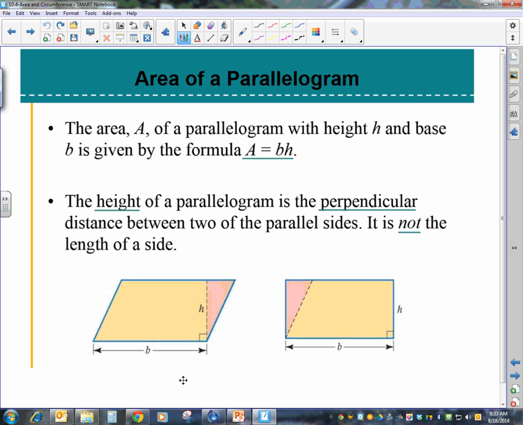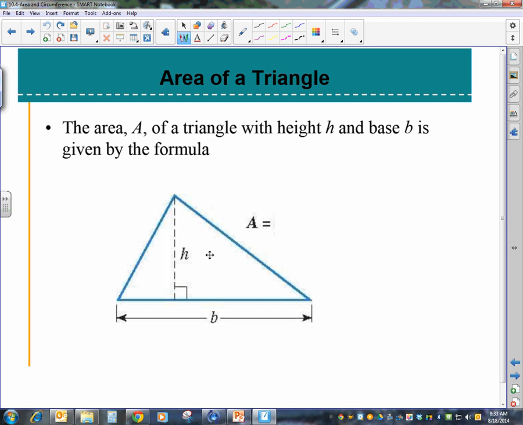And they give you this little diagram so you can see that if we cut off this little what they call red or peachy color section and we move it over to this side, you can see now we have a rectangle, which is why the area is base times height. Then of course we have a triangle, which is 1/2 the base times the height.